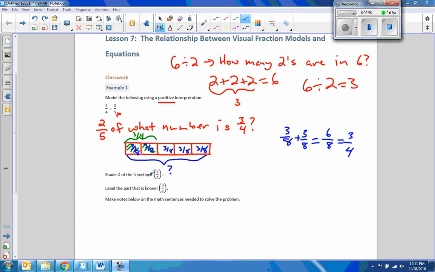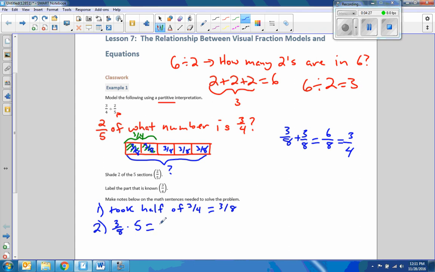Okay, so what did we do up here to find that 3/8? Okay, we took half of 3/4, which equals 3/8, and then we multiplied it by 5. Because we have 3/8, we have 5 squares that are all equal to 3/8, so that's the same as saying 3/8 times 5. And that's going to equal 15/8.